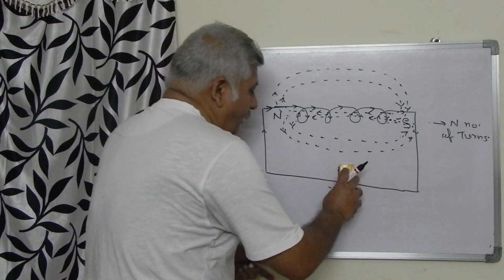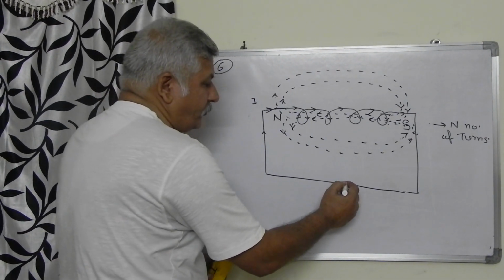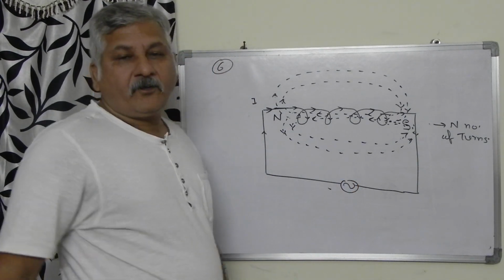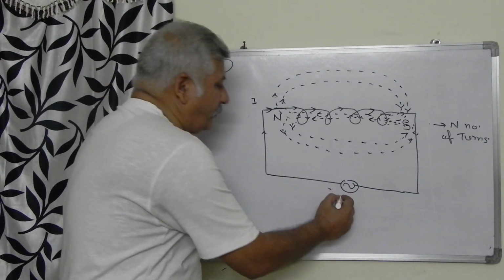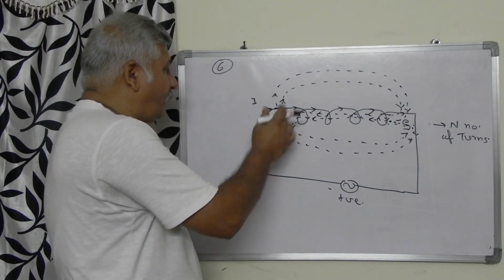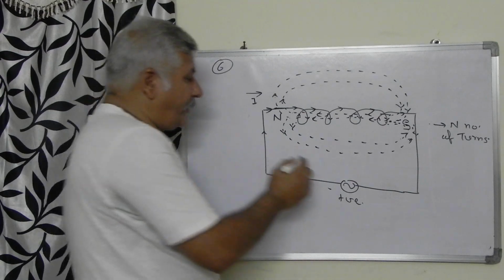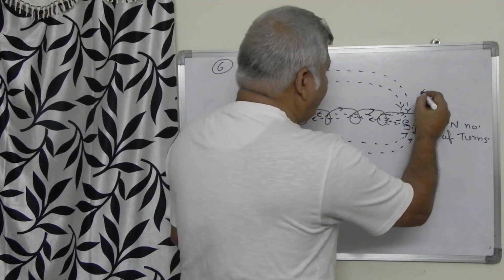Now with the inductor, suppose in place of this DC source, I connect one AC source. So now what will happen? During the positive half cycle, let us assume the direction of current is this, and during the negative half cycle the direction of current is this.